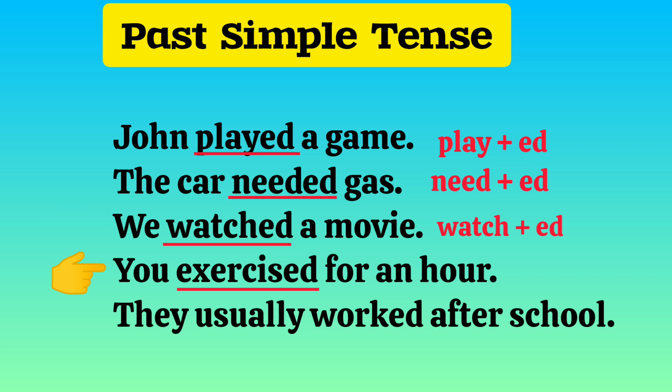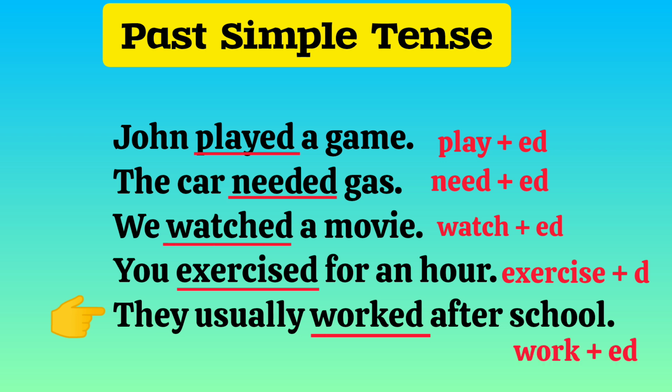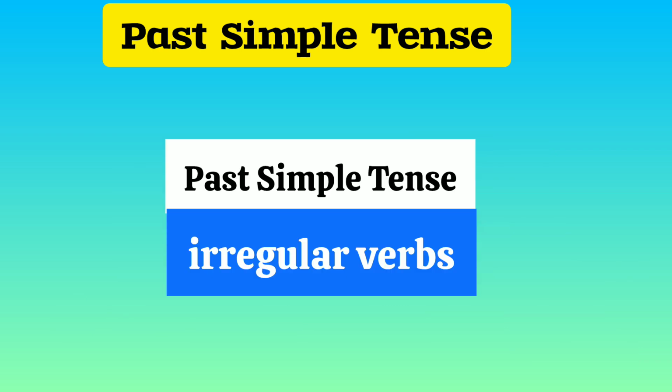You exercised for an hour. You, here we added d to the verb exercise. They usually worked after school. They, and then the verb work, and then ed, worked. Remember, in the last sentence, we used usually, because here the past simple tense can be used to show a past habit.